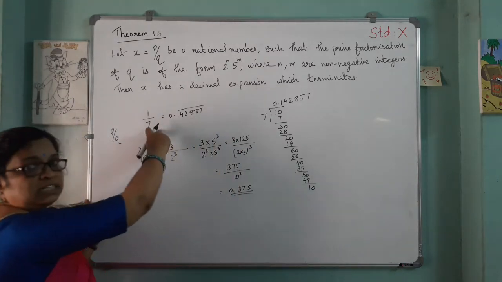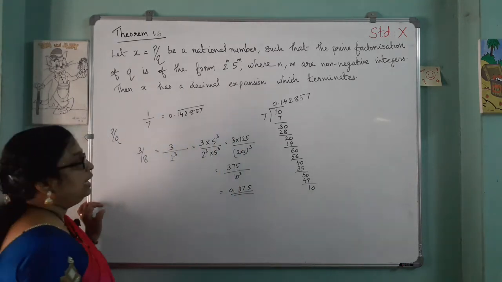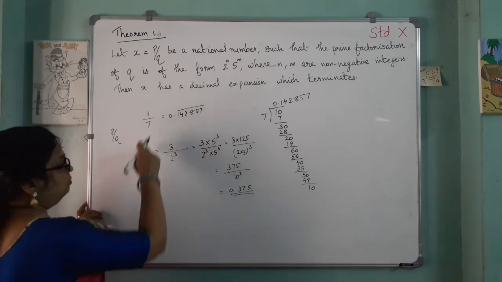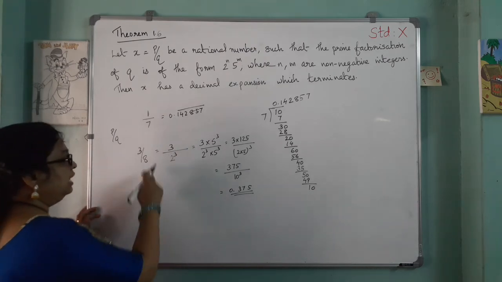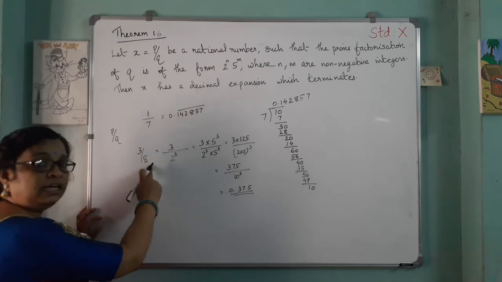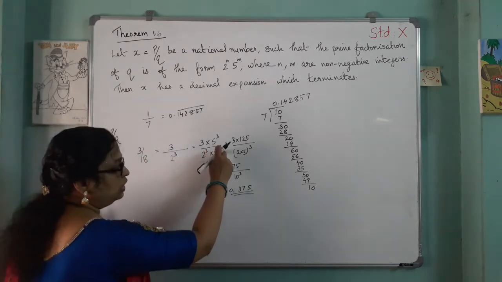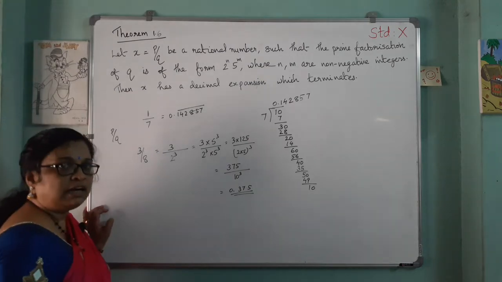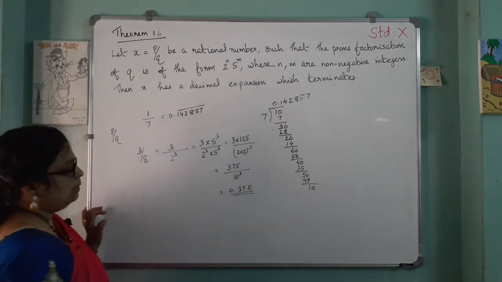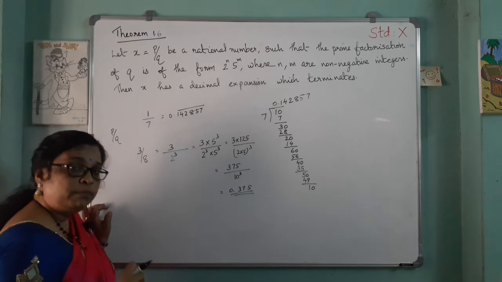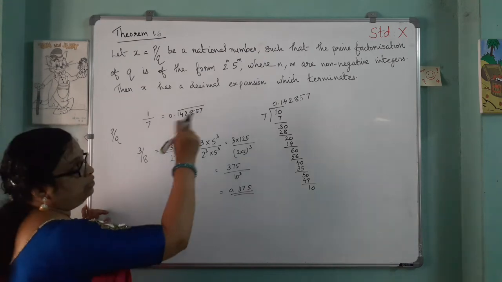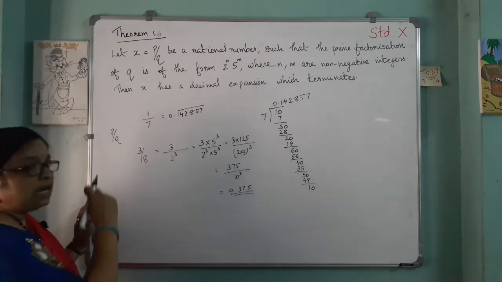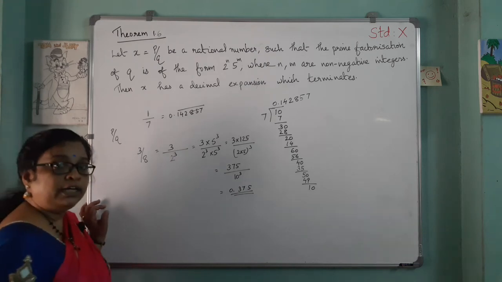But here it is a non-terminating recurring decimal. So from these two examples we can say that if the denominator can be written in the form 2 raised to n, 5 raised to m, then that fraction or that rational number terminates. If the denominator cannot be expressed in the form 2 raised to n, 5 raised to m, then that rational number is non-terminating.